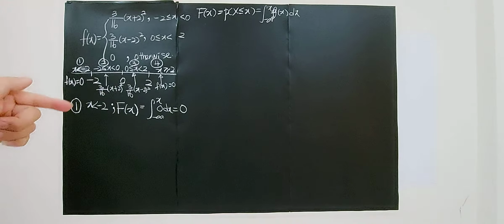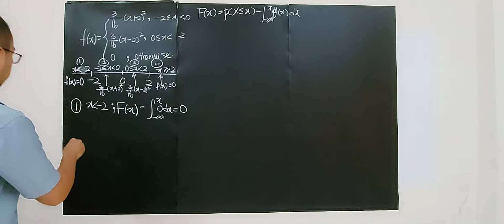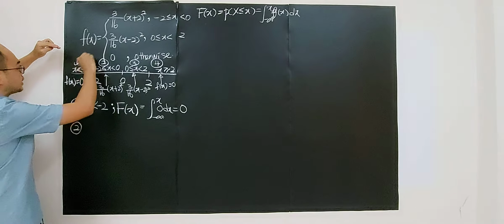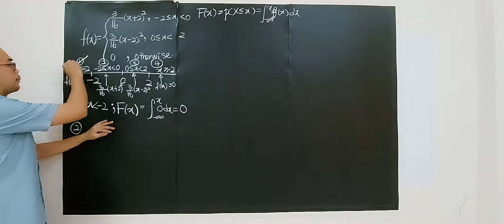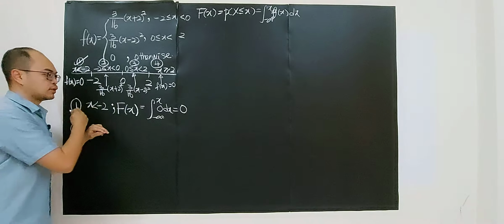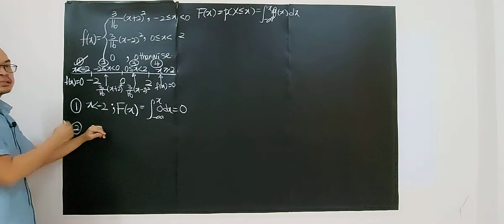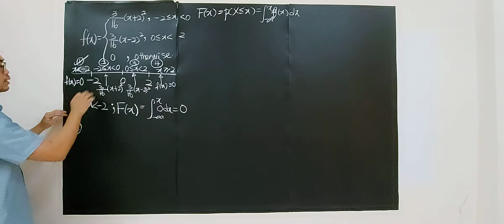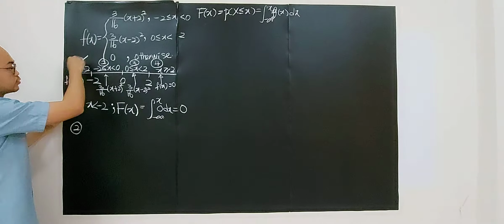Now go for the second interval. Before that, I put a tick. Why do I put a tick? Because we have already finished the first interval. We are already done with the first interval. Now go for the second interval, so I tick the first interval.